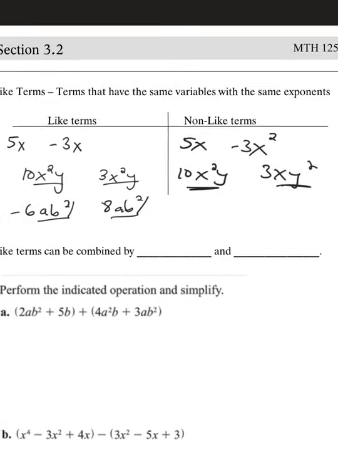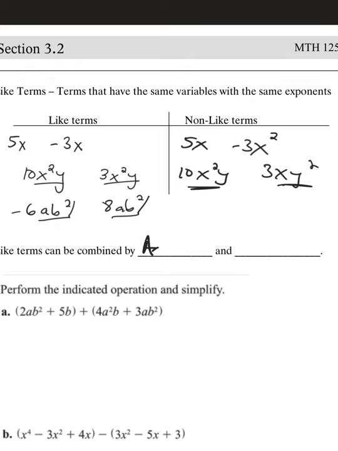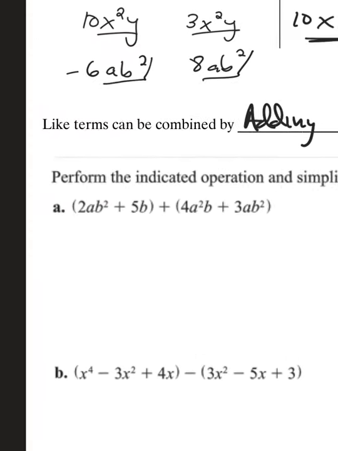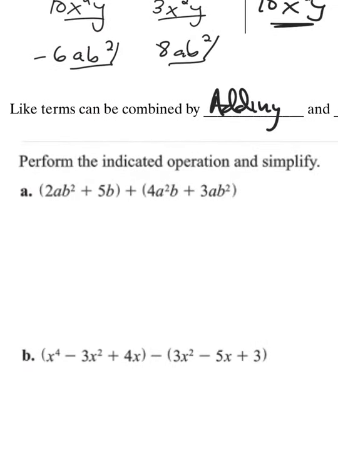And the whole thing with like terms is they can be combined by adding and subtracting. So this is kind of important. If you are going to be adding and subtracting and simplifying expressions, you need to know which terms can be combined because they're like terms and which ones cannot. So let's look at A. I have a binomial combined with another binomial. They both have a set of parentheses around them.